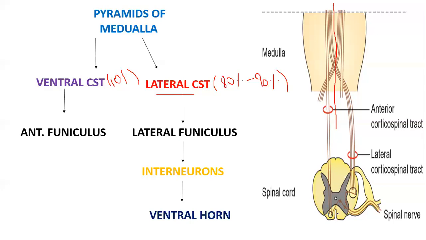If you remember the picture again, this is called the ventral white commissure, and this is called the gray commissure. From one side, the ventral corticospinal tract goes to the ventral white commissure. It crosses the midline, relates to the gray commissure and reaches the ventral horn. Observe this course. This is your ventral horn. This is your anterior funiculus. From the anterior funiculus, it goes to your ventral white commissure. Then it crosses the midline.